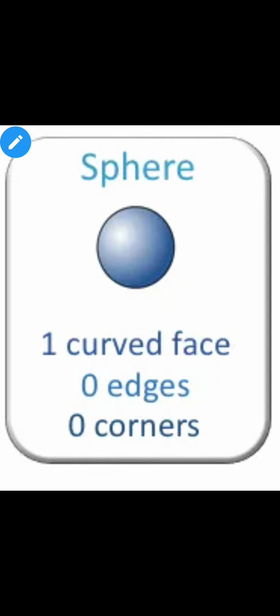Now let us look at the last 3D shape, that is a sphere. S-P-H-E-R-E, it's called a sphere. It has one curved face and zero edges and zero corners, right? You cannot see any pointy thing, right? Zero edges, zero corners. An example of a sphere is a marble, you play marbles, right? Or a football. All these are called spheres. This is not a circle, okay? This is a sphere. It has a length, breadth, and height. But it has no corners and no edges. It is just one full curved face, just one face.